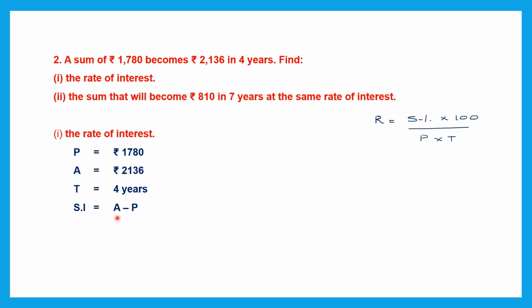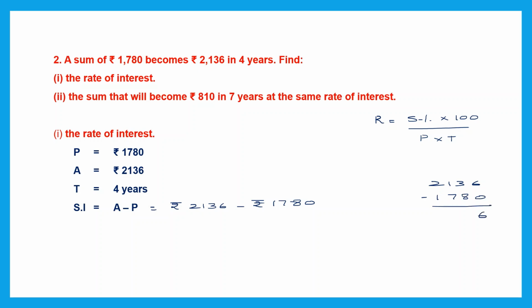Now let's do it this way. Amount minus principal will give us the simple interest. So that is rupees, amount is 2136 minus the principal, which is rupees 1780. Let's subtract these two amounts. 2136 minus 1780. 6 minus 0 is 6.